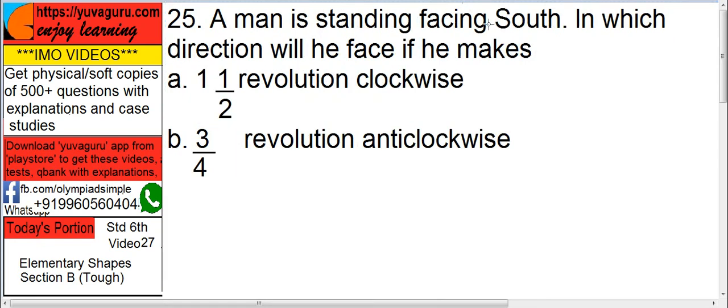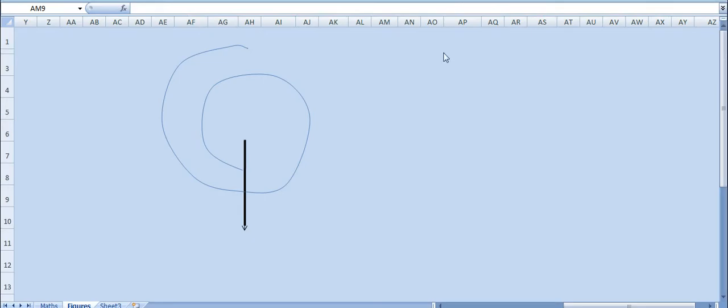A man is standing facing south. In which direction will he face if he makes 1.5 revolution clockwise and 3/4 revolution anti-clockwise? See, this person is facing southward and then it moves full one circle and then again half circle. So then he will be facing upwards. So that will be his final direction.